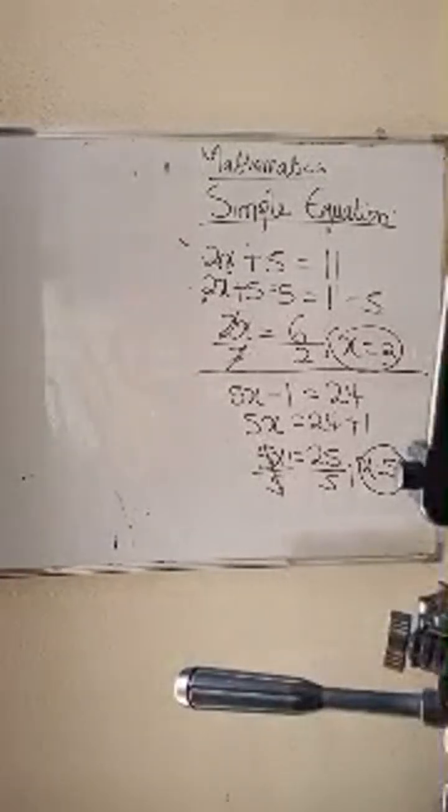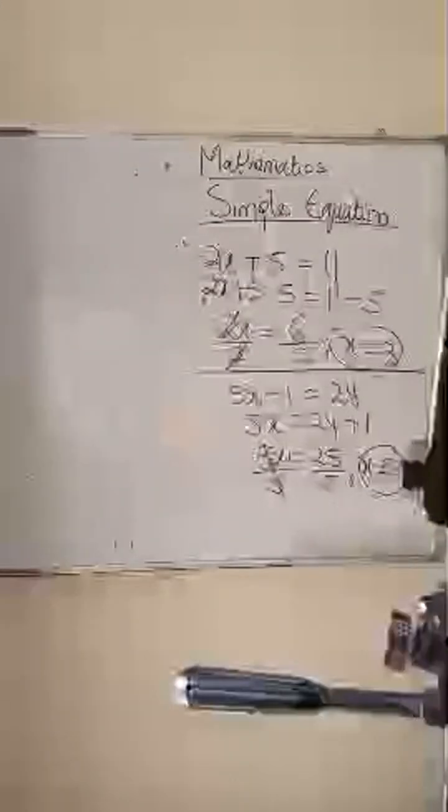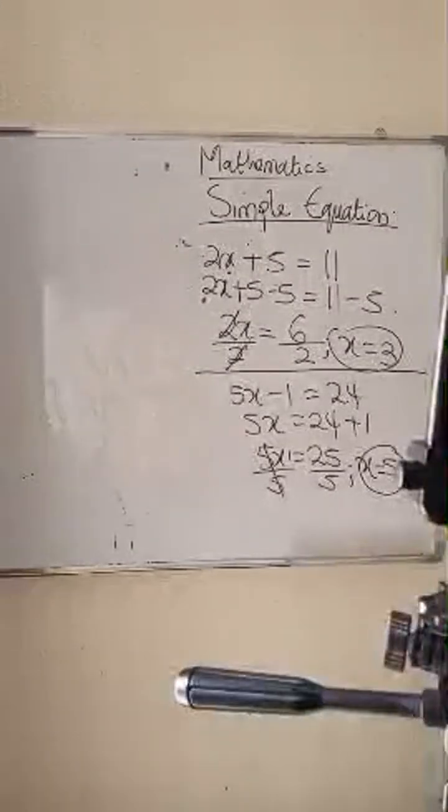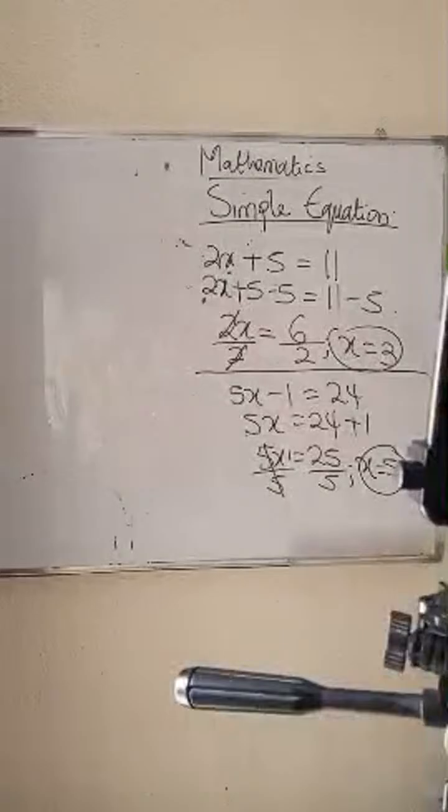So write it and let me know. X is actually 5. So this is the method of solving simple linear equations. It's very, very easy to do. Once you are doing it, you are going to master how to solve any simple linear equation in a bit. It's as easy as ABC.